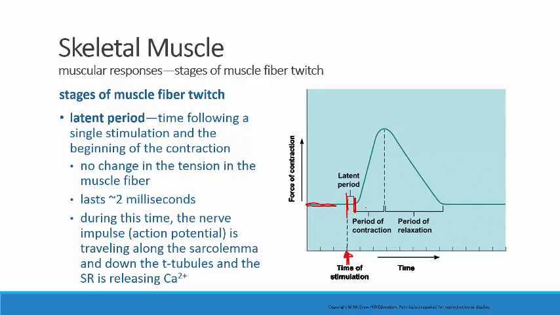So it begins here at stimulus, and the latent period ends as we see some tension beginning to build in the muscle fiber. This is the time when that nerve impulse is traveling along the sarcolemma, along the surface of the muscle fiber, and then heading down the T-tubules, and the sarcoplasmic reticulum is just releasing the calcium ions. So that is the latent period.